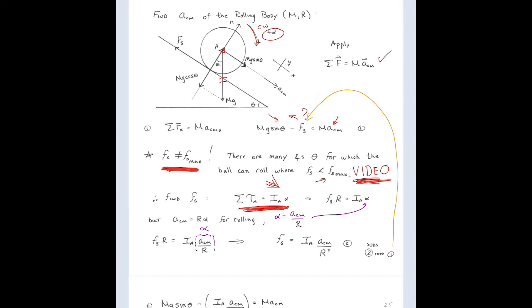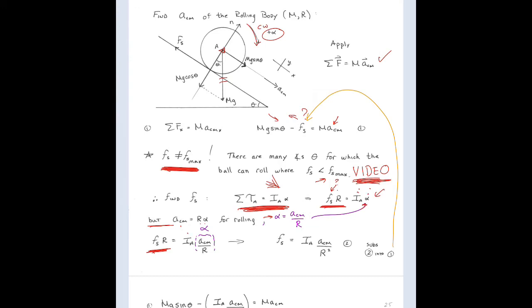So my net torque about axis A is static friction times the moment arm, that's equal to I alpha. I'm trying to find static friction. Now I have an alpha I don't want. But for something that rolls, the acceleration of the center of mass is equal to R alpha. So I can solve this for alpha, and take that alpha and stick it right there. So static friction times R is I alpha.